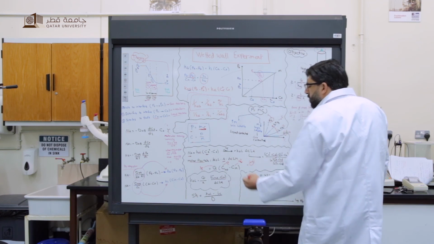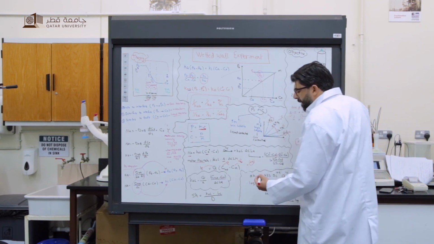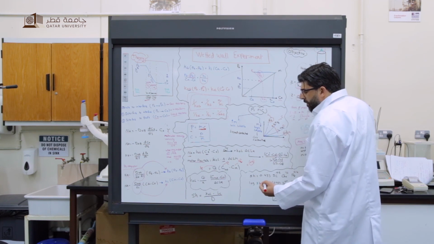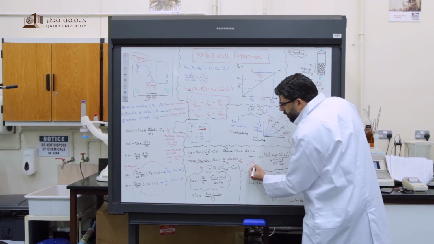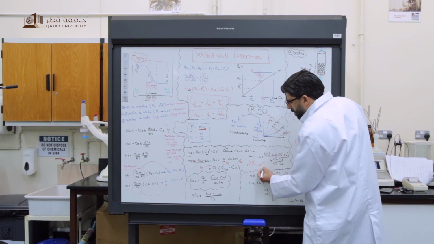So this is mass. To convert from mass to mole, we divide by the molar mass. The molar mass of oxygen is 16 times 2, because it's a molecular mass, so it will be 32.